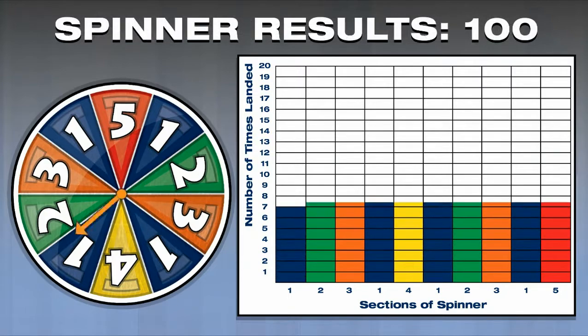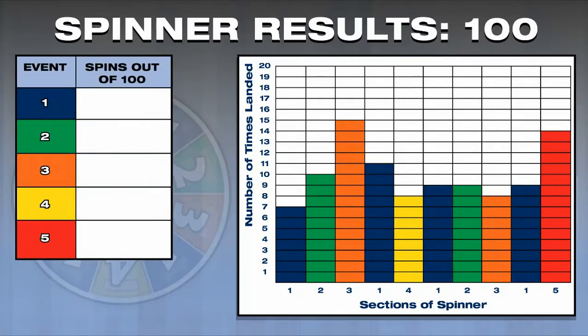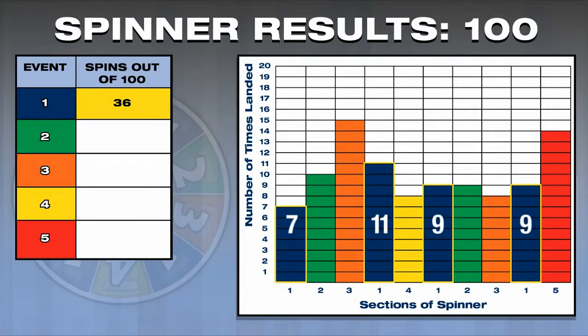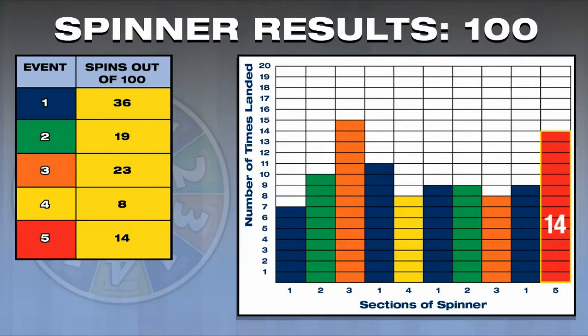Here's the graph for 100 spins. Let's record our results for 100 spins in a table. If you consider all 4 ways to spin a 1, out of 100 spins, we got a 1 36 times. Here are the other results of our experiment. The number of times we spun 2, 3, 4, and 5.